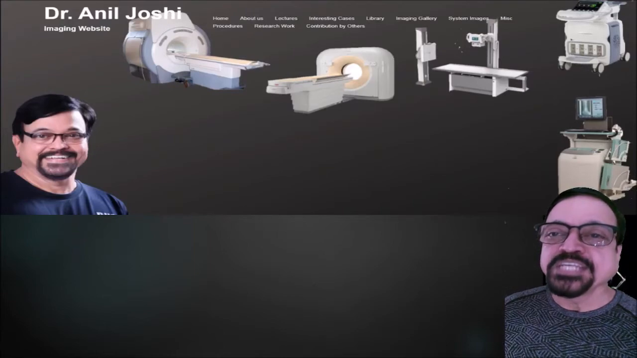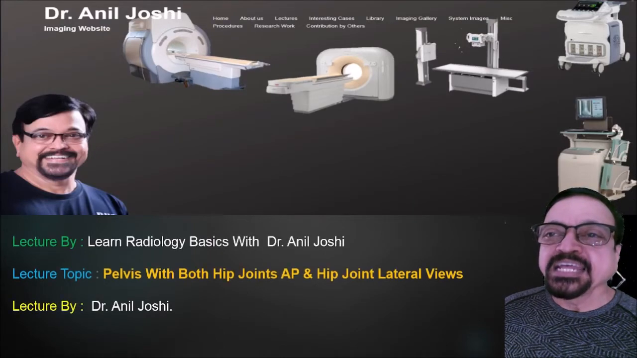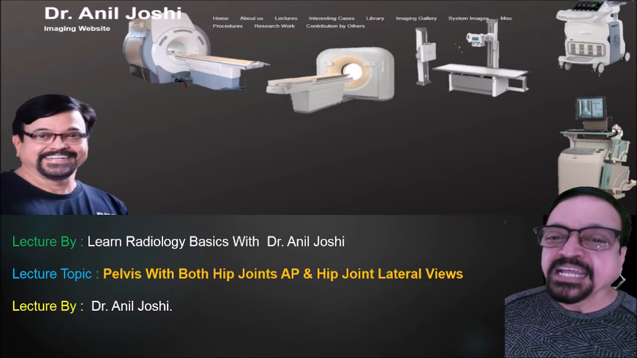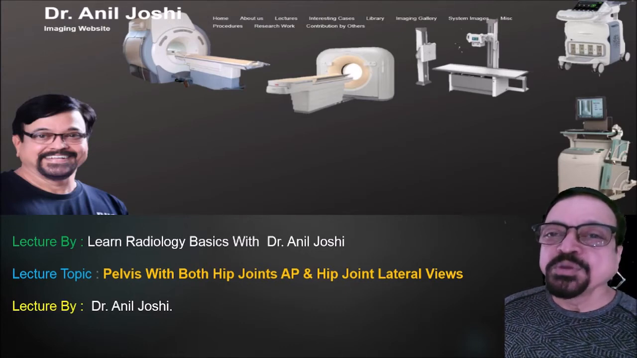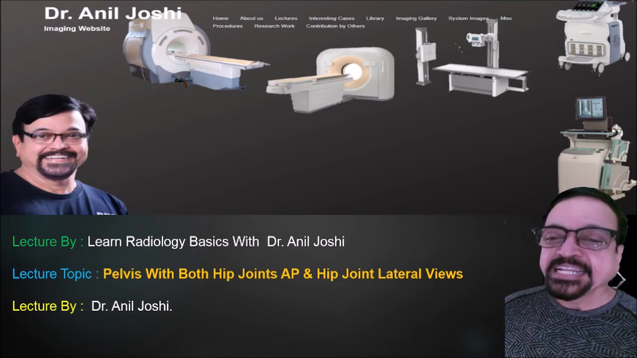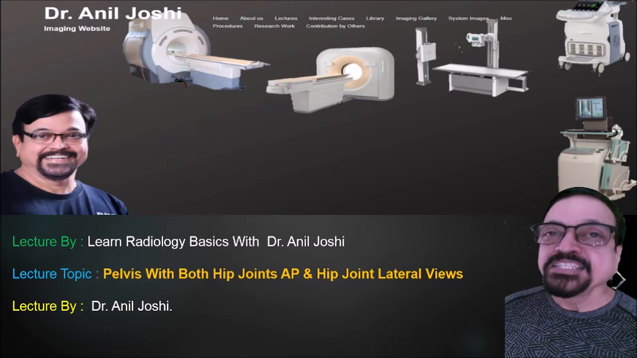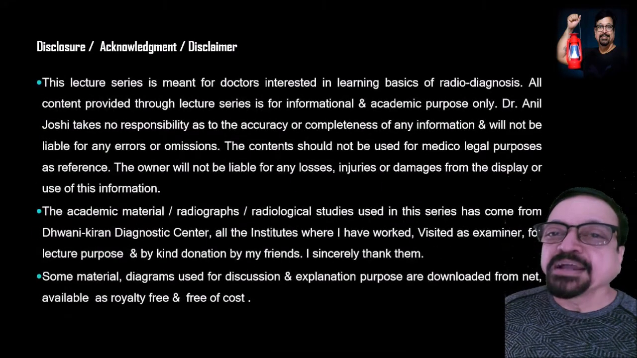In this series we are going to see a radiographic approach to hip joint pathologies, that is, how to take an x-ray of the pelvis with both hips. Particularly AP and lateral hip joint can be taken as a single lateral or a symmetrical lateral by frog leg position. It's in continuation with our imaging website and our lectures on YouTube, Learn Radiology Basics with Dr. Anil Joshi. In this we are going to see pelvis radiographs, how they are taken, what are the indications, what are the contraindications and what are the advantages of one procedure over another.